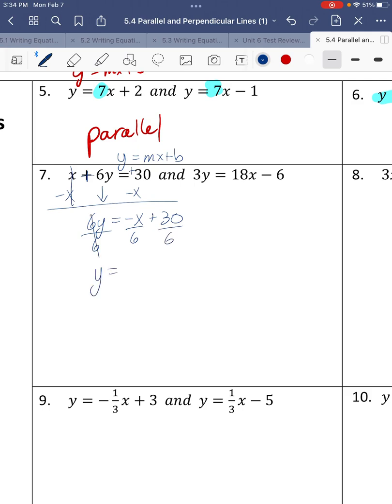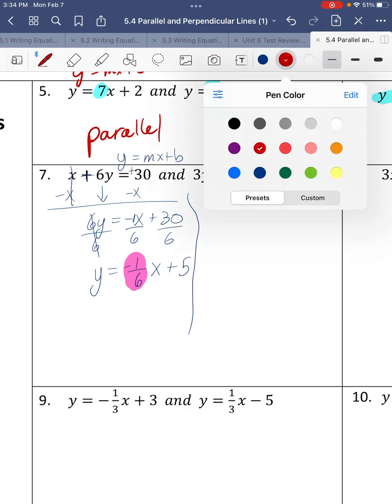And you get 6 divided by 6 is 1. 1 times y is y. We got a -1 here. We're going to pull that -1 out with the 6 because that's going to be our slope. And then 30 divided by 6 is 5. All right, so that's the slope. We've got to keep this in mind. There's -1/6 is our slope of our first line.